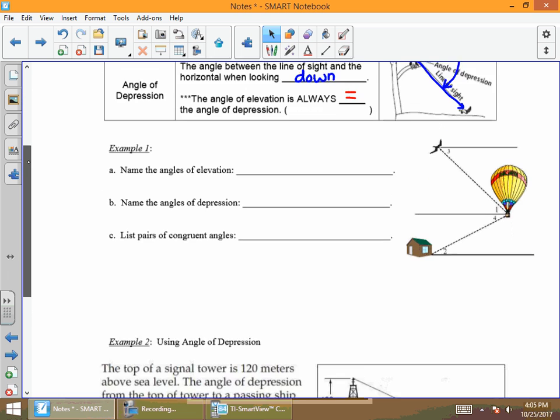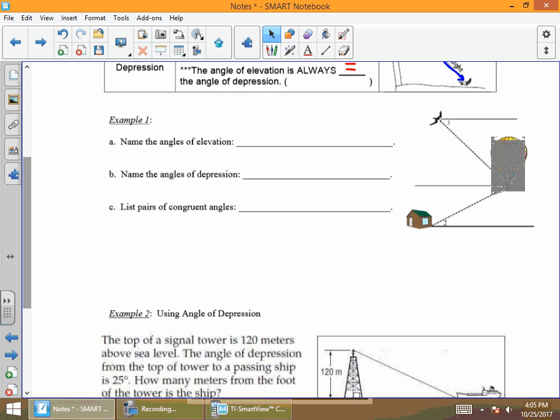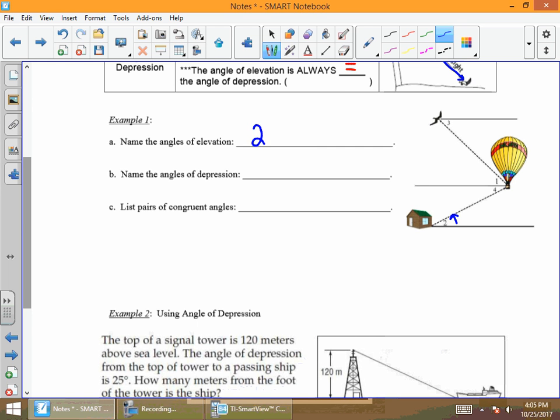So taking a look at the first example, this is just making sure that we can name the angles of elevation or depression, and then we'll get into some real-world problems. So name the angles of elevation. So if I'm standing down at the house on the ground, looking up, angle 2 is an angle of elevation. If I'm in the hot air balloon, I'm looking up at the bird, angle 1 is an angle of elevation. If the bird is looking down at the hot air balloon, angle 3 is an angle of depression. Angle 4 is the balloon people are looking down at the house, so angle 4 is an angle of depression.